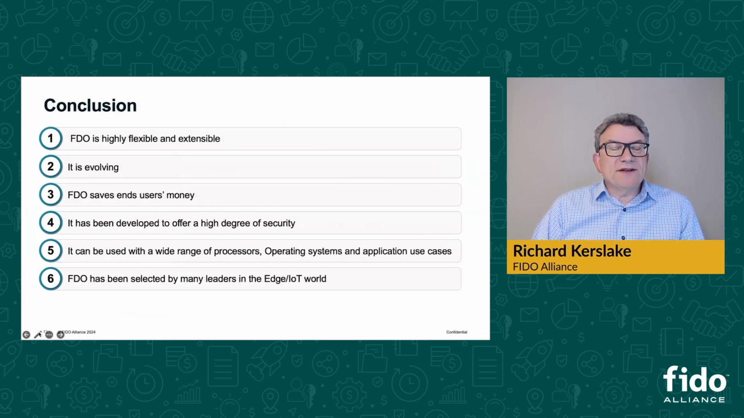So in conclusion, FDO is highly flexible and it's extensible. It's evolving, and we'll talk about that, but we'll also talk about backward compatibility because I understand people will care about that. It saves end users money. It's not about just improving security, it's about reducing cost. It does offer a much higher level of security than typically offered with manual installation. It works on a very wide range of processors, operating systems, and applications. And as you'll hear, it's been selected by a wide number of people in the edge world.